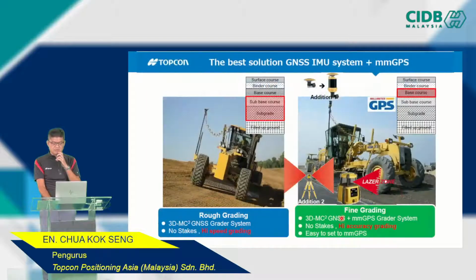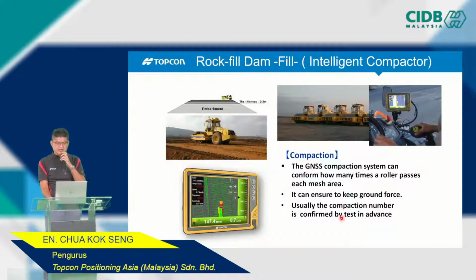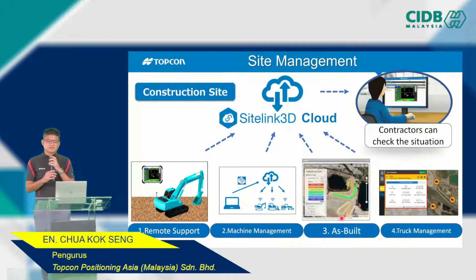So this is the compaction system, and also our intelligent compactor. Okay, these are basically our TopCon machine control lineup. We can attach to dozer, bulldozer, grader, excavator, milling machine, paver, and compaction. And the last is our site management using cloud management. So it can provide remote support.